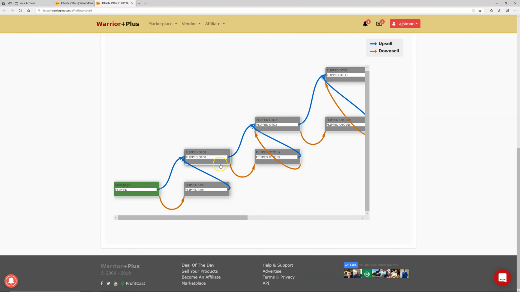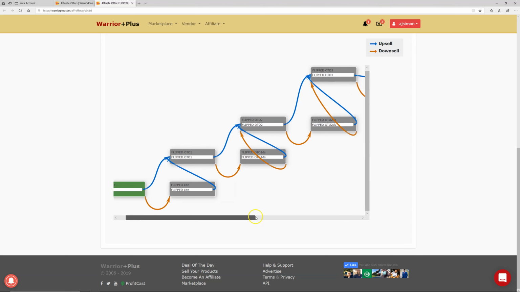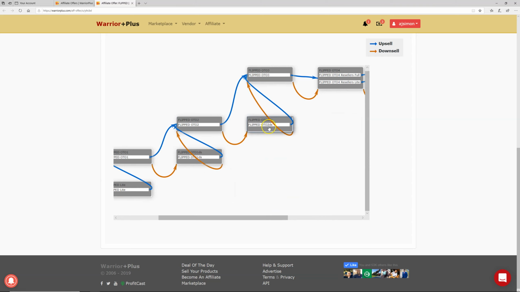But the Flipped OTO one says no, goes to the DS. Oh, I see. Okay. This one, don't look at this one. Look at the OTO, number 1. If they say no, they go to the OTO downsell. If they say no and yes, they go up to the OTO 2. And then if they say no, they go down to the downsell 2. No and yes, up.